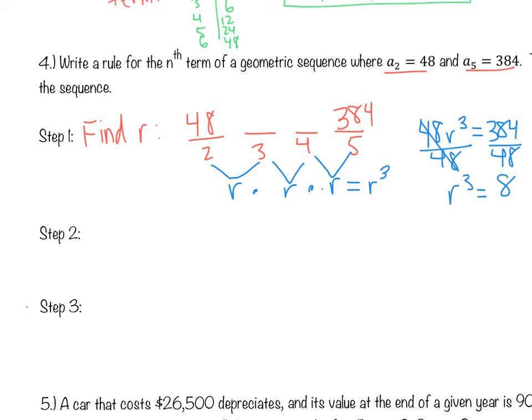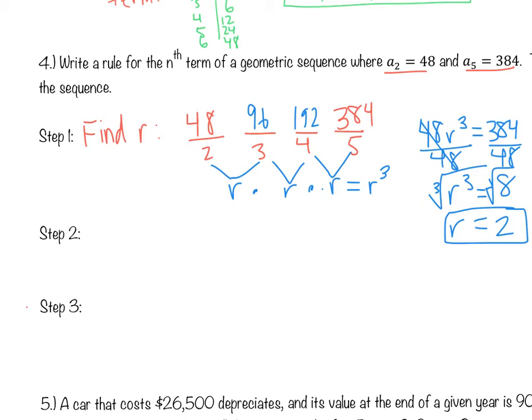And then to get rid of the cube, you cube root. Be careful when cube rooting. Make sure you use cube root and not square root, and you should get 2. A common ratio of 2. And so you can check this out and just make sure that it works. 48 times 2 is 96, times 2 is 192, and if I times 2 again, yes, I do get 384. So that's how that works to find the common ratio.